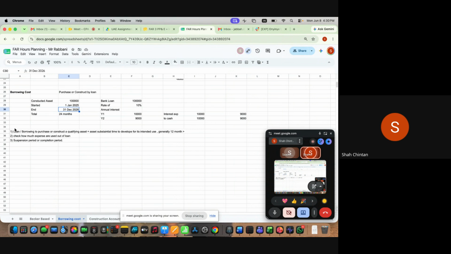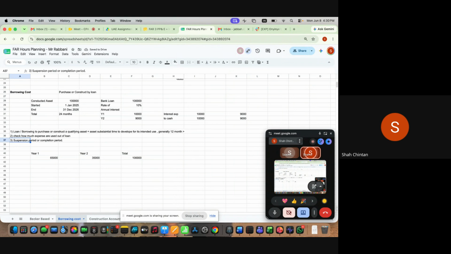So first of all, I need to check whether my asset is a qualifying asset or not. If I'm taking more than 12 months, yes, it's a qualifying asset. Second, how much expense am I incurring? Let's say, hypothetically, during year one we have incurred $65,000 of expense, and during year two we have incurred an additional $35,000 of expense. So total year one plus year two, $1 lakh of expense is incurred.